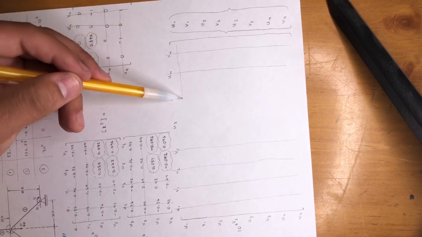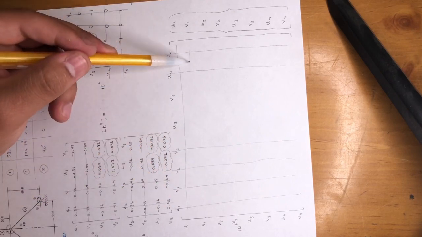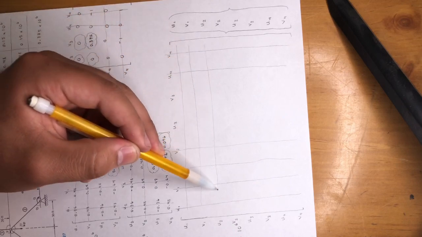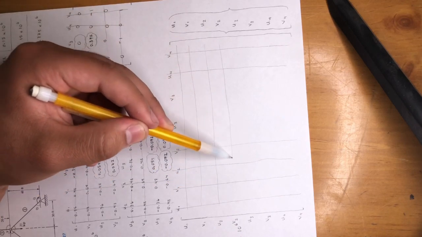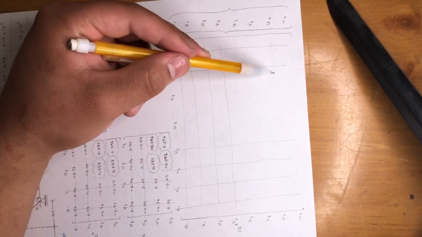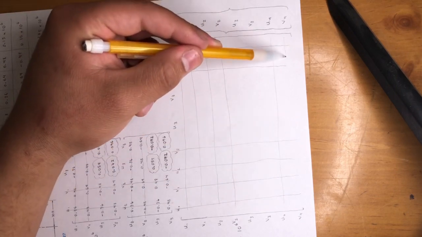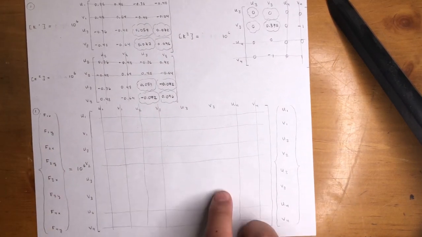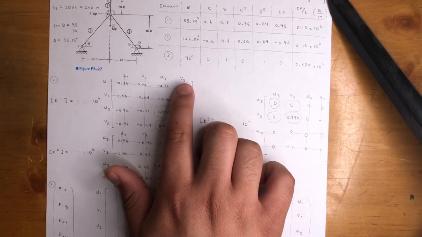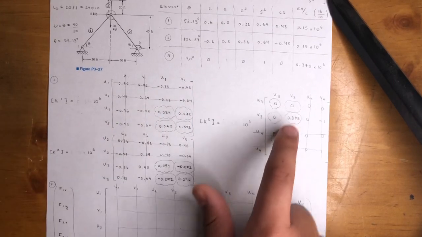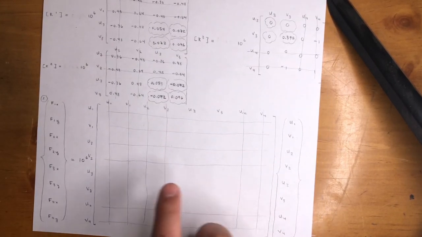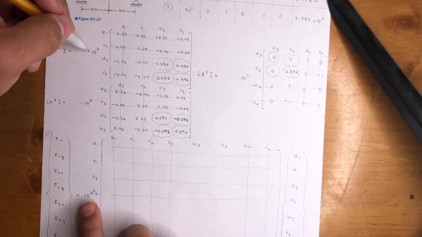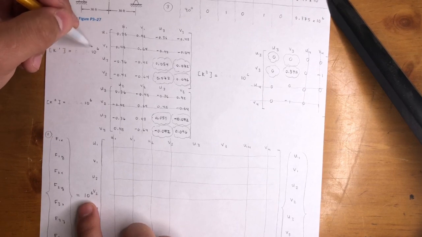U1 is gone. V1 is gone. U2 is gone. V2 is gone. U4 is gone. And V4 is gone. So we only care about these 4 positions, U3, V3, U3, V3 for every single one. So we just go ahead and add them. We could add them because they all have the same 10 to the 6 outside the matrix, so we're good.